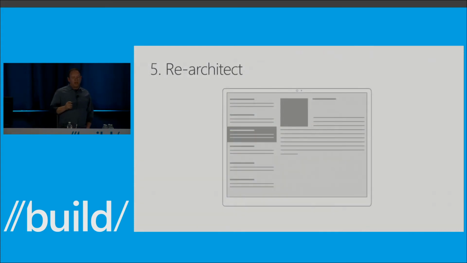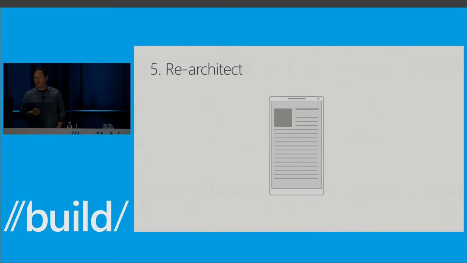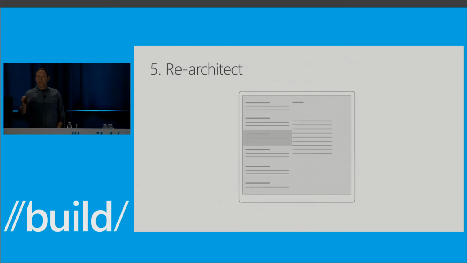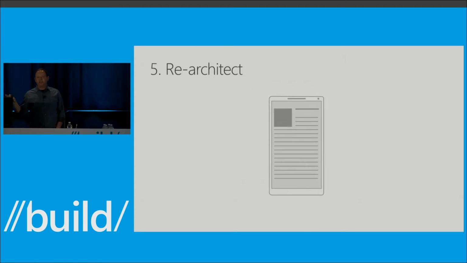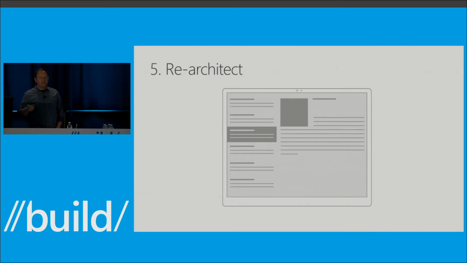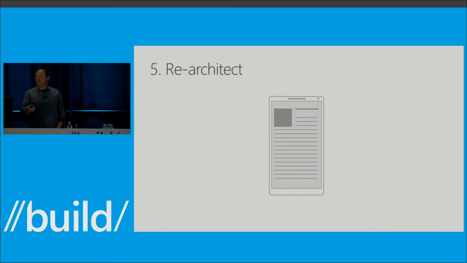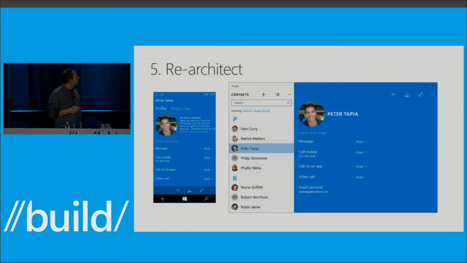So the fifth technique here is re-architect. This is what's used by the master detail pattern that I talked about earlier. As I said before, on the larger device, the master detail fits side by side with the list view and the detail pane. However, as the screen size is reduced, only the list view is visible, and then you have to drill in and then navigate via the back button. And as you can see here, this is how it works within our People app.